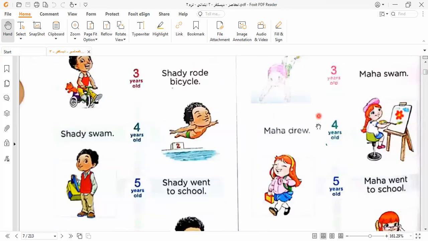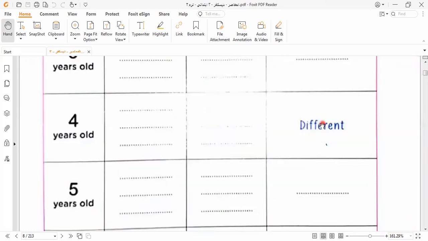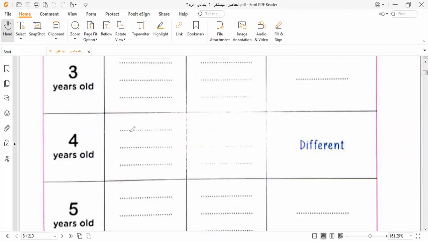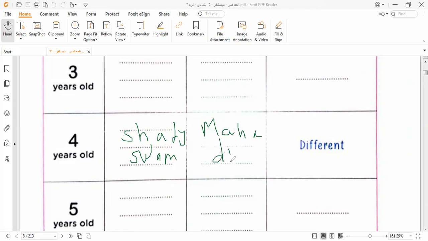Another one. At 4 years, what happened? Shady swam and Maha drove. It's different. Okay.